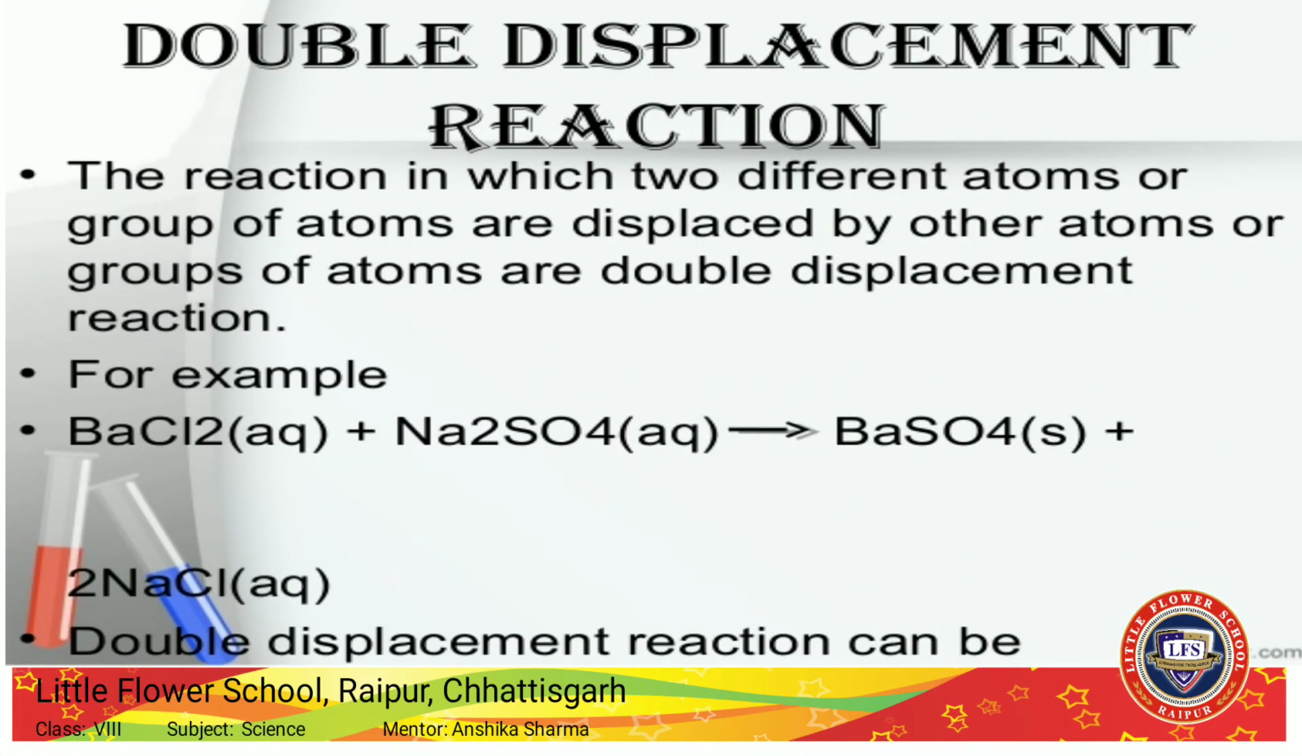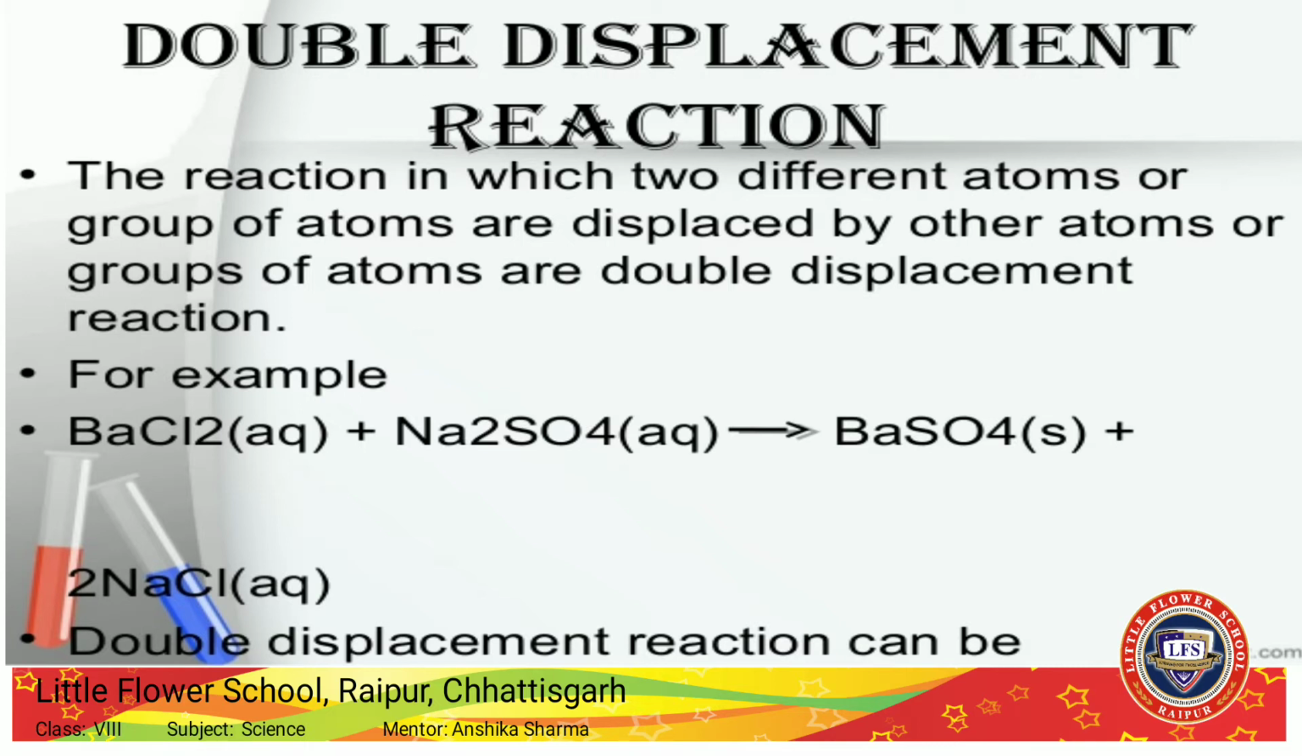Next, double displacement reaction. The reaction in which two different atoms or groups of atoms are displaced by other atoms or groups of atoms is a double displacement reaction. For example, BaCl2 plus Na2SO4 gives BaSO4 plus 2NaCl.